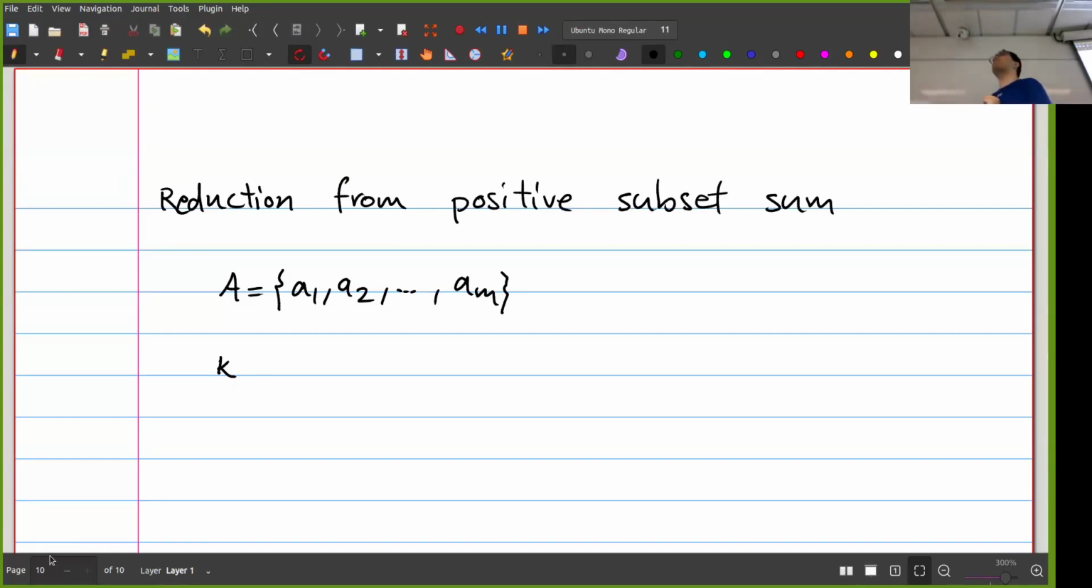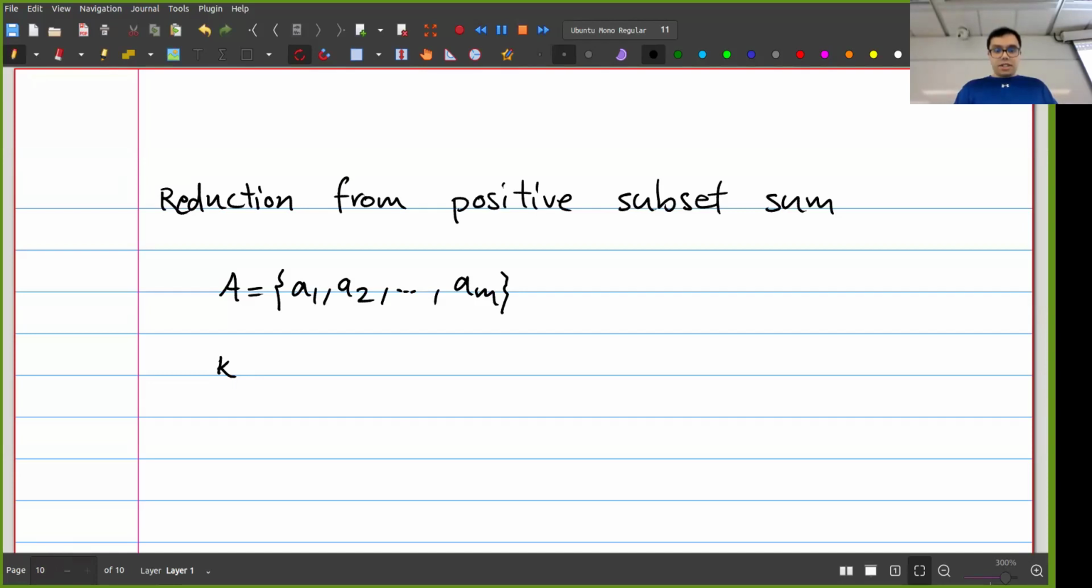Now, subset is actually not the correct word. Multi-set, multi-subset. So I can have several copies of the same number. I don't know what that's called. So I want to give a reduction from this to knapsack.